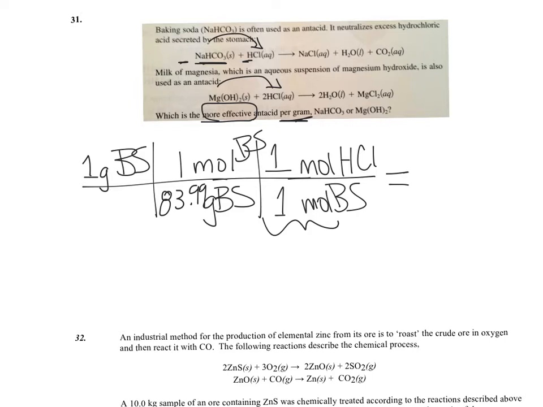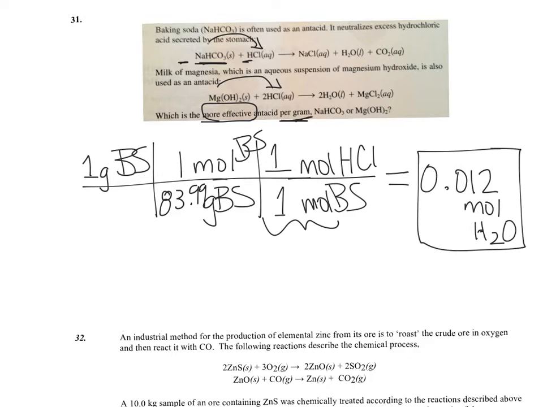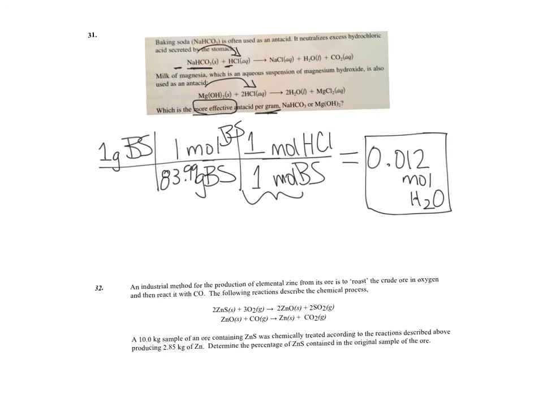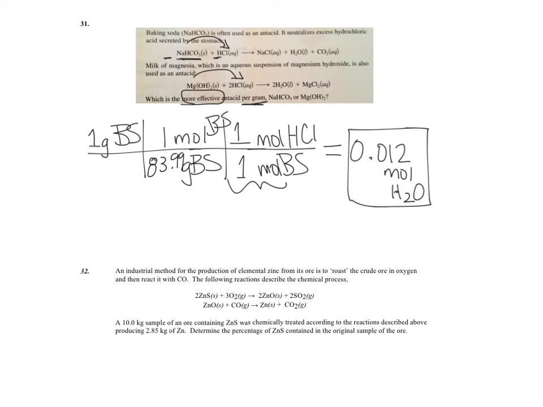Okay, so hopefully you got 0.012 moles of H2O. I could have gone a little bit further and found out the grams, which would probably be more useful, but I'm going to go ahead and stop at moles. Just know that using its molar mass, we could have continued on. Then I'm going to compare it to the other one, which is 1 gram of milk of magnesia.